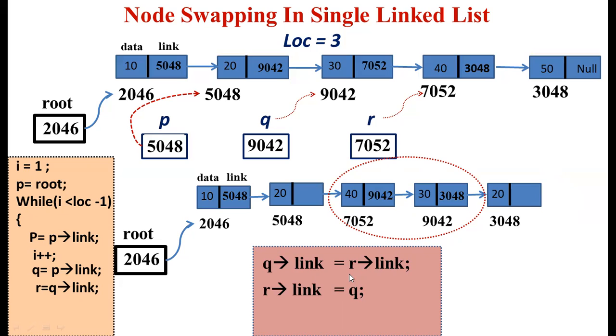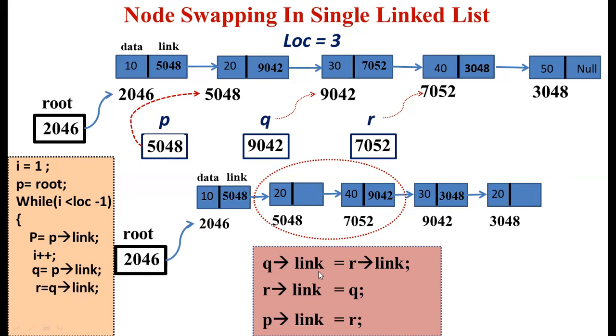Now let us see the third connection, that is the left side connection, this connection. So to connect this, now here I need to place the 7052 value here. What is 7052? 7052 is nothing but R. Then what is this? 5048 link. So what is 5048? P to link. So in P to link, I need to replace with the R value. So this is P to link is equal to R. So here the value becomes 7052. So by using these three statements, we can swap the nodes in a single linked list. So this is the simple logic we are going to use while swapping the elements.